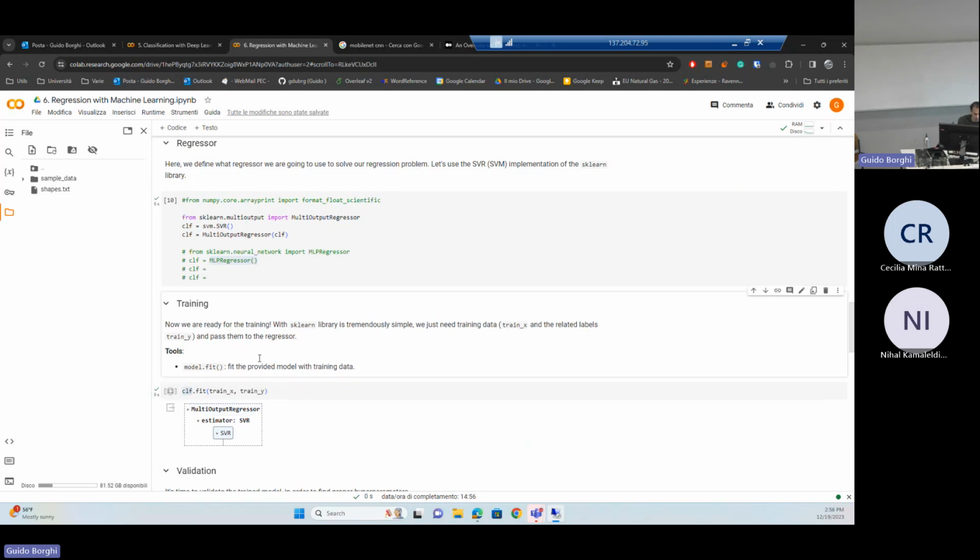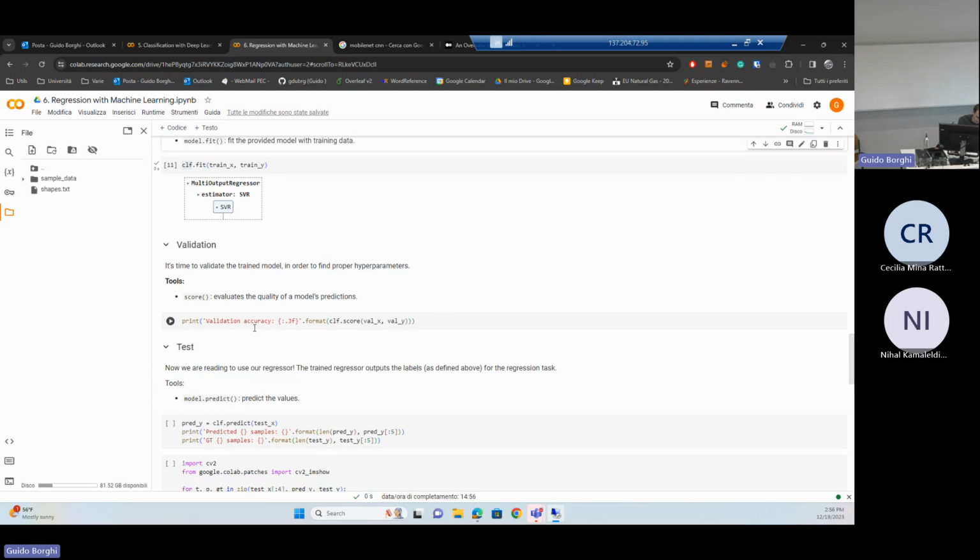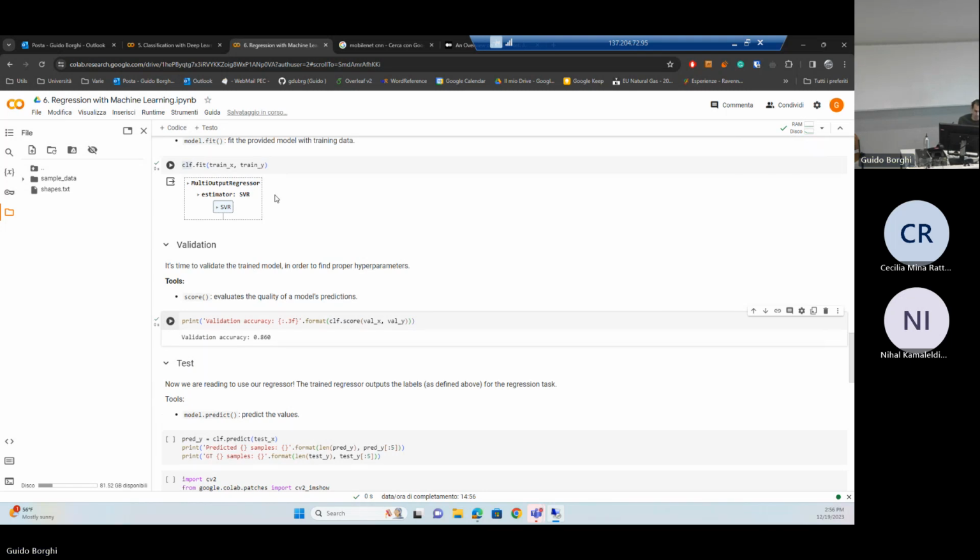So here I'm training the regressor, and now I'm ready to validate it using the score method available in the scikit-learn package. As you can see, we have a great validation accuracy of 0.86. That is quite good. Remember that in this case we don't have an accuracy, but a metric based on the fact that we are using a regression metric. You can check the official documentation about the validation score.